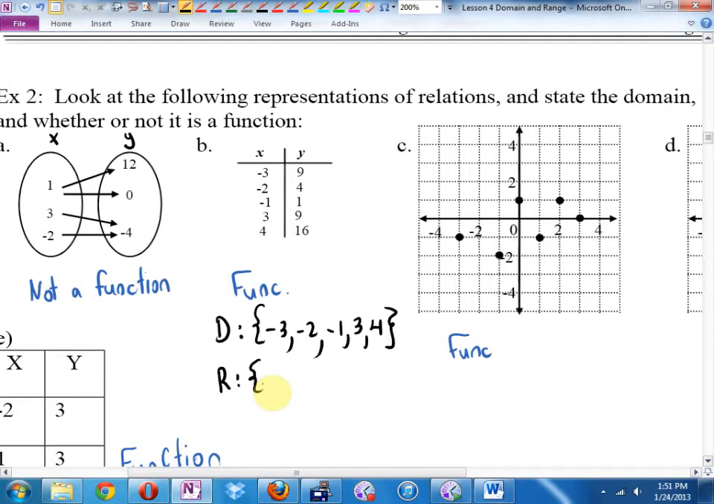What's the smallest one? 1, comma, 4, comma. I don't write it twice. It appears twice. I don't write it twice. Comma.